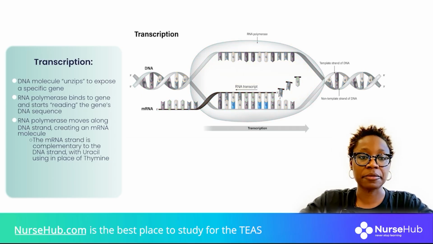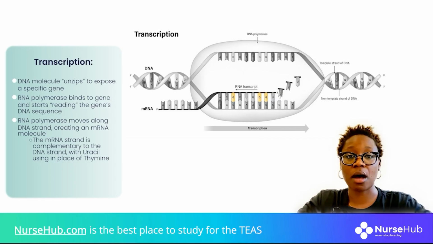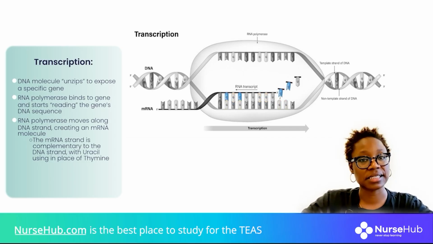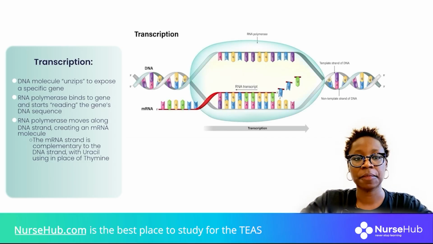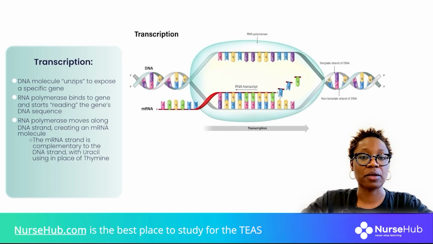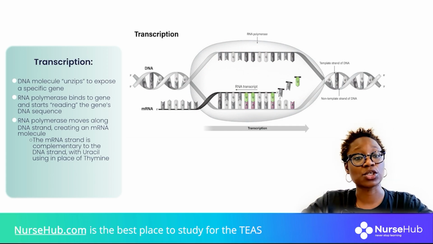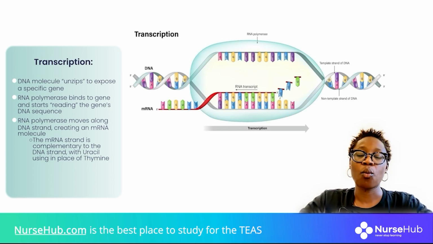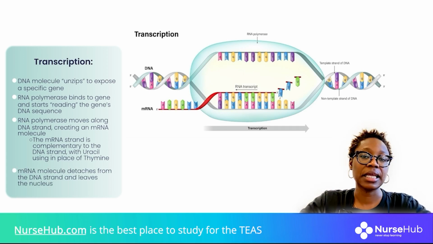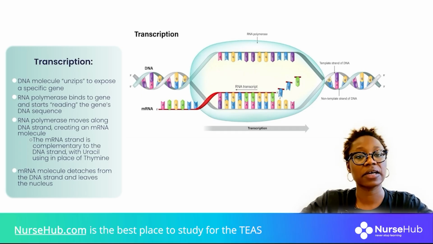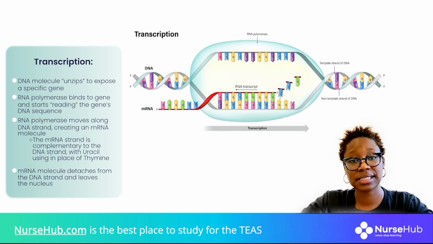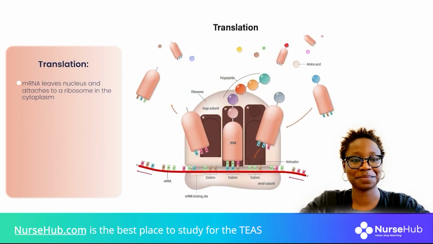When RNA polymerase sees cytosine, it adds guanine. When it sees guanine, it adds cytosine. When it sees thymine, it adds adenine. And then the only difference is when it sees adenine itself, it adds uracil. Once the mRNA molecule is complete, it detaches from the DNA template and leaves the nucleus, carrying the genetic instructions to the next step, translation.